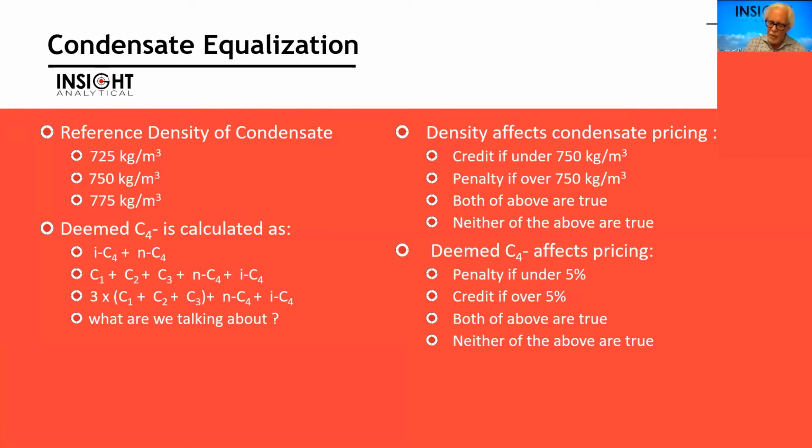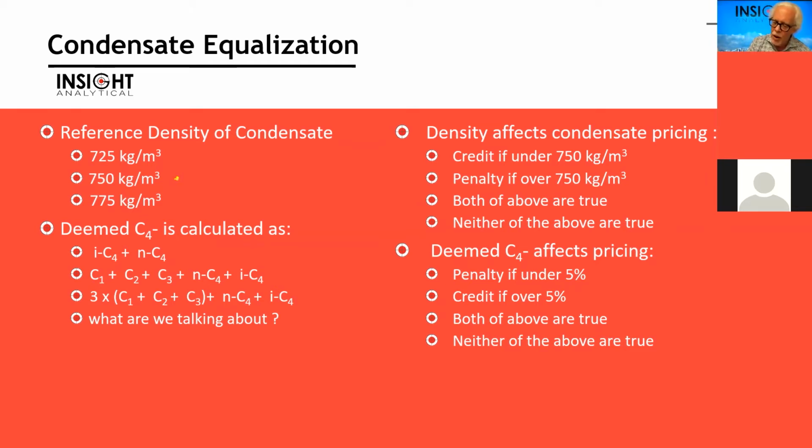Some of the questions that come up for our customers is, first of all, understanding how condensate equalization gets done up here. We have a thing in Canada called equalization. They want to say not every barrel of condensate is equal to every other barrel of condensate. And so they have a certain formula they use. You get paid different amounts if you're at different densities and C4 contents. And it even changes quarterly somewhat.